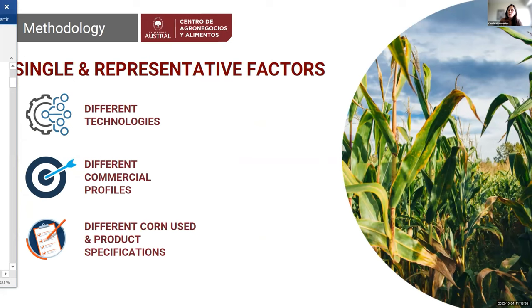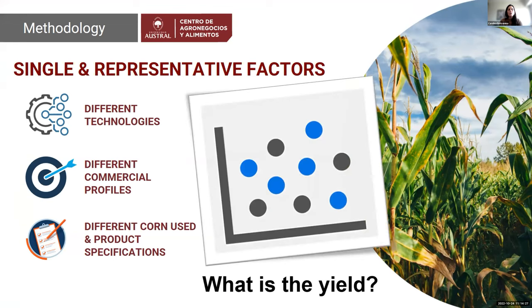Now, the main objective is to provide a conversion factor for each corn product. Now, this conversion factor should be of general applicability. This means we need to obtain a single representative and reliable conversion factor for each corn product. But there is a diversity of technologies, processes, and industrial commercial profiles. And there are different types of corn and different product specifications that affect those conversion factors. So in these cases, we focused on the most widespread industrial technologies and on most representative product specifications.